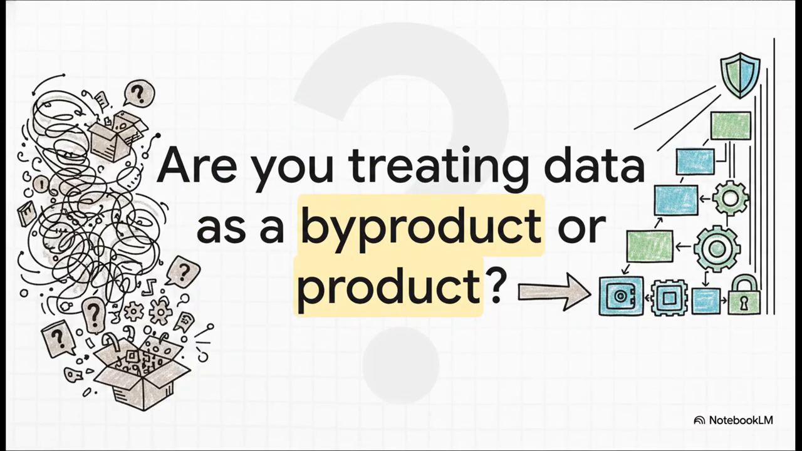So, stepping back to look at our completed architectural blueprint, from our foundational vaults up through the processing engines, all protected by rigorous governance and smart automation, the ultimate question to leave you with today is this. Is your organization still treating data as an unwieldy, chaotic byproduct, or are you actively engineering it as a scalable, secure, and incredibly valuable product?